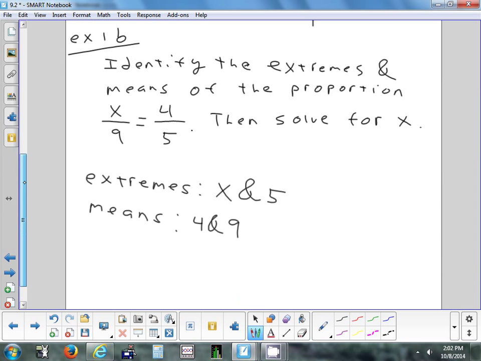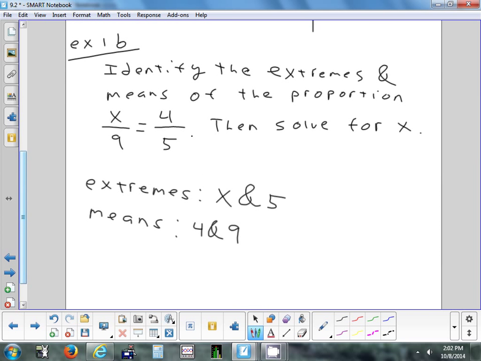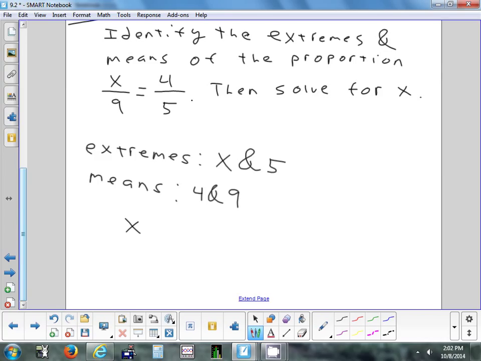Okay. Now we're going to solve it. So we have x divided by 9 equals 4 over 5. Okay. What have we done to x on the left-hand side? Right now, what have we done to it? Something's been done to it because it's not by itself. We've divided it by 9. So we have to undo dividing x by 9. How do we do that? Multiply by 9. And how do we make 9 a fraction? Over 1. Okay.